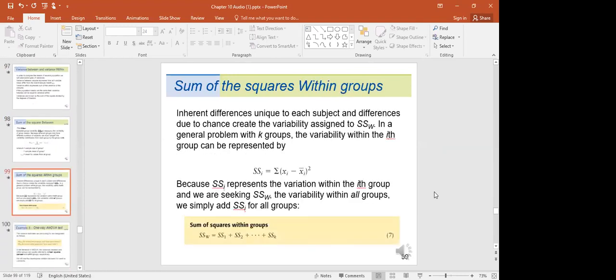And we will also have to deal with what we will call the sum of the square within. The sum of the square within consists of taking each group and finding the sum of the square of the deviations, as if we want to compute their variance for that group. So that is what is going to give us the SSW, the sum of the square within.